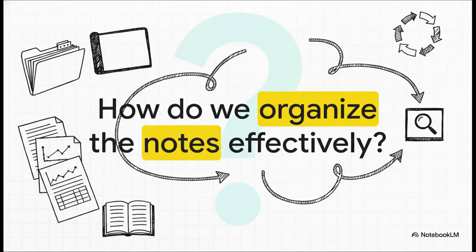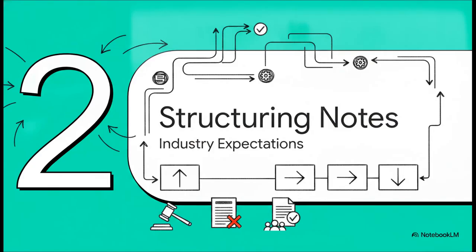All right, so we know how to fix errors, manage changes, and apply new standards. But all of this information needs a home, which naturally begs the practical question: how do we physically organize this massive document so that an investor or an auditor can actually find what they're looking for? That brings us to Section 2, Structuring Financial Statement Notes and Dealing with the Industry Expectation.